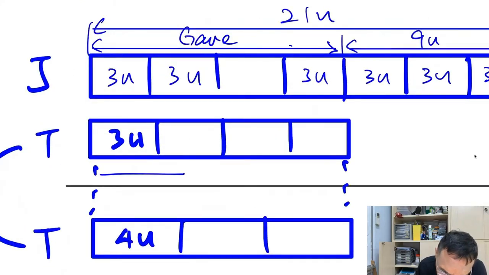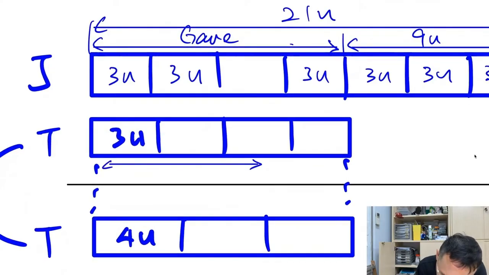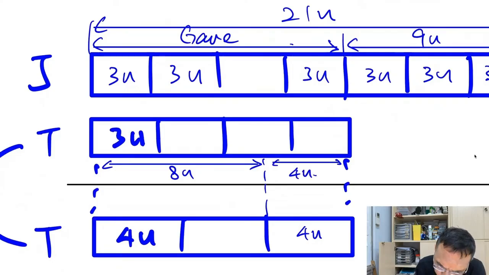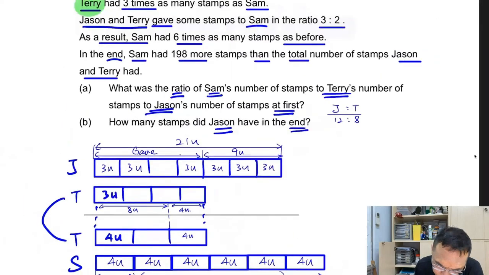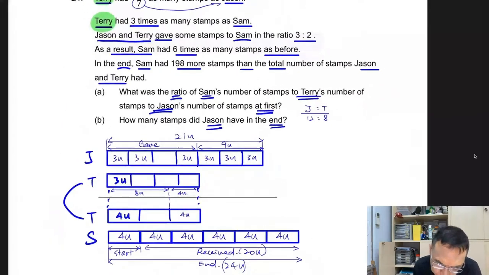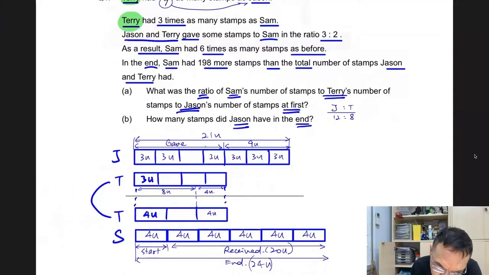So I think I'll just write it over here. 8 units. 8 units is something like this. Okay? Because it's here, right? So this is 8 units, and therefore there's 4 units left. Okay? Here is 4 units as well. Very good.